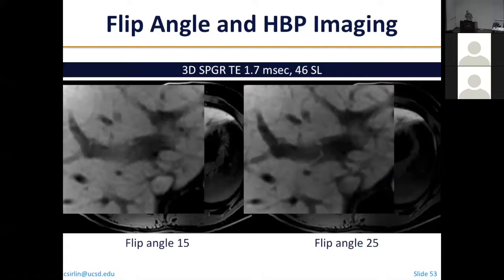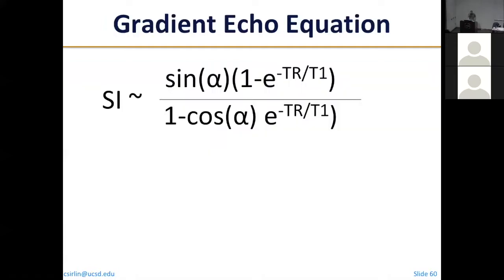But the signal to noise is higher here than here because the signal to noise will peak at a certain flip angle. So now you might ask, okay, as the flip angle goes up, the signal goes up and then comes back down. So what flip angle maximizes the signal to noise? Well, you can figure that out because there's an equation that looks like this.